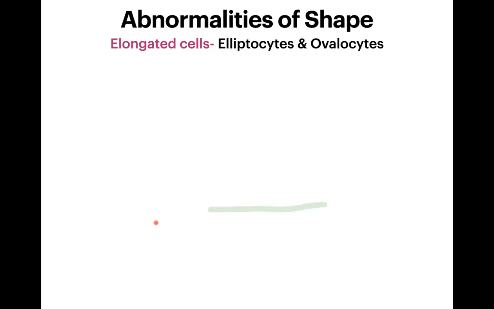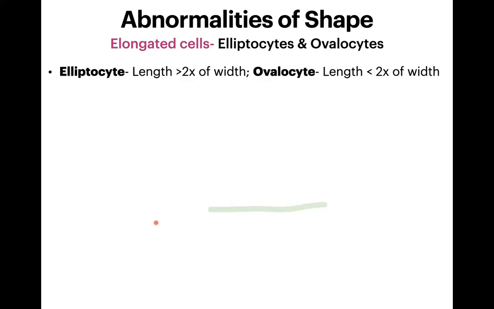So this was about the spiculated cells. Now we'll come to another abnormality of shape, that is elongated cells. First are elliptocytes and ovalocytes. I'm describing them together because many times we find them together. It's just a technical term. An elliptocyte is a cell whose length is more than twice its width. Ovalocytes are also elongated cells, but their length is less than twice the width of the cell.